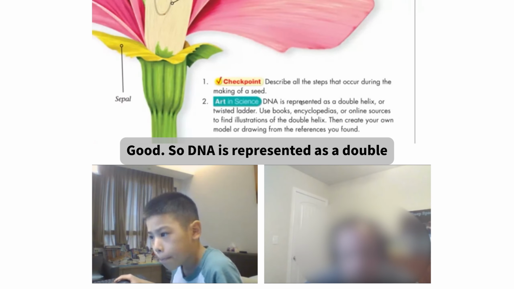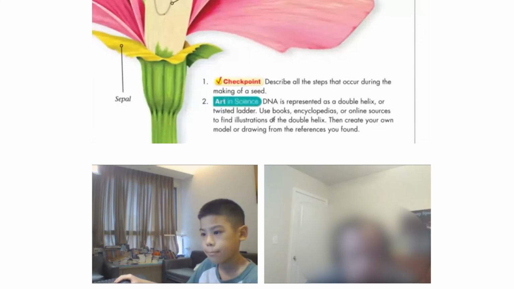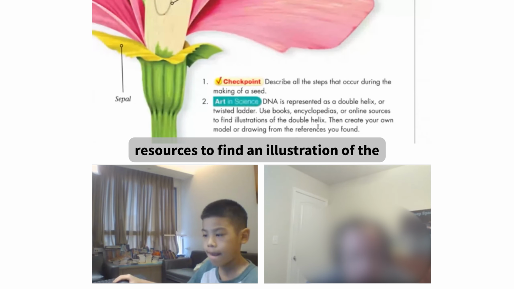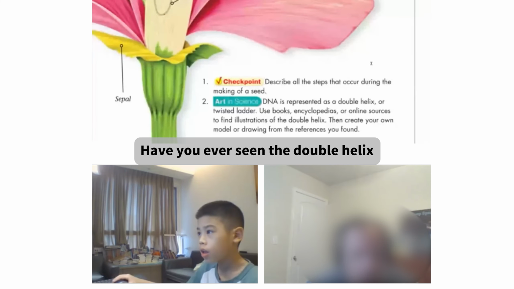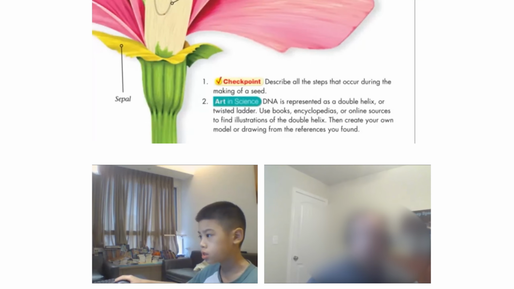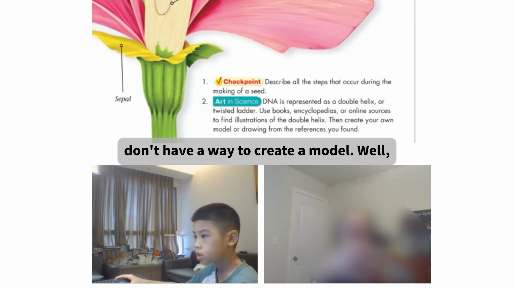So, DNA is represented as a double helix or twisted ladder. Use books and encyclopedias, online resources to find an illustration of the double helix, then create your own model. Have you ever seen the double helix before? Yeah. Oh, okay. So we can't do that now because, well, we don't have a way to create a model.